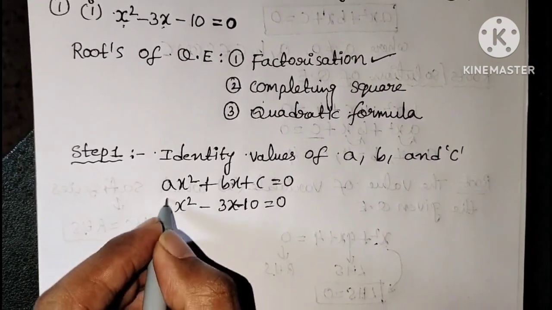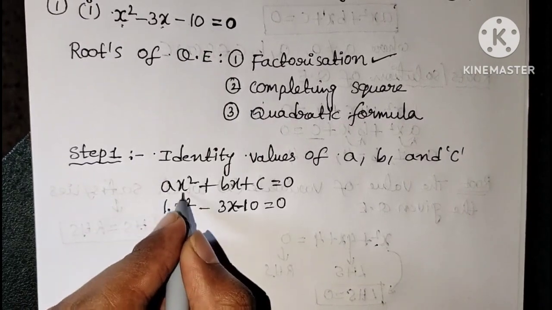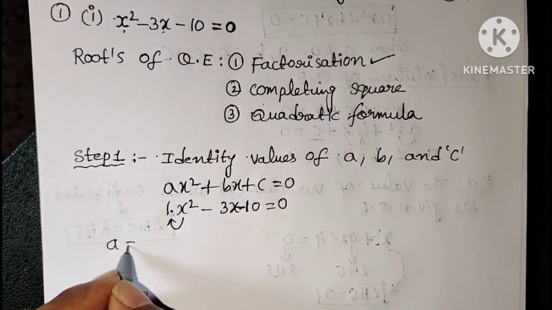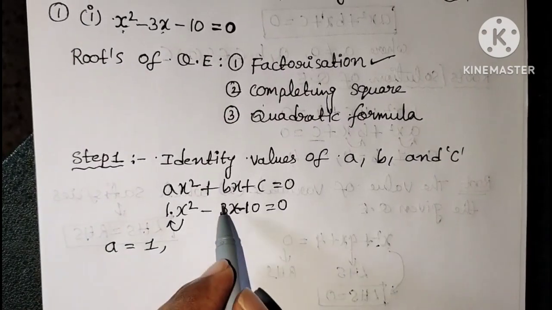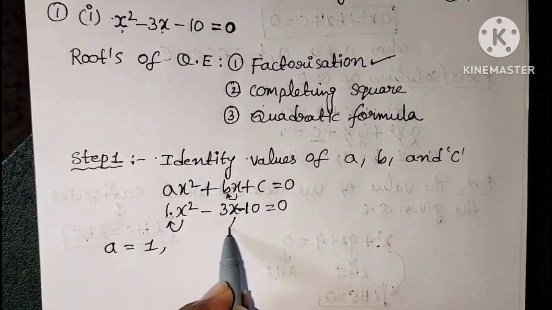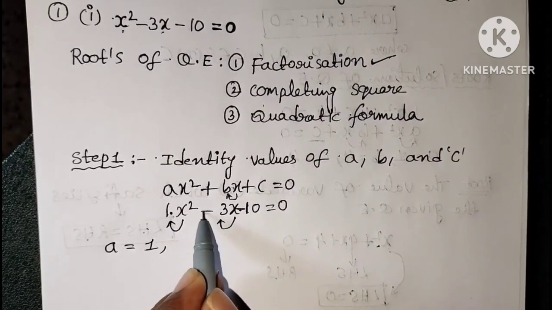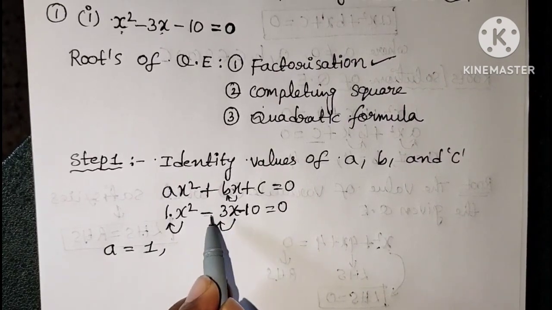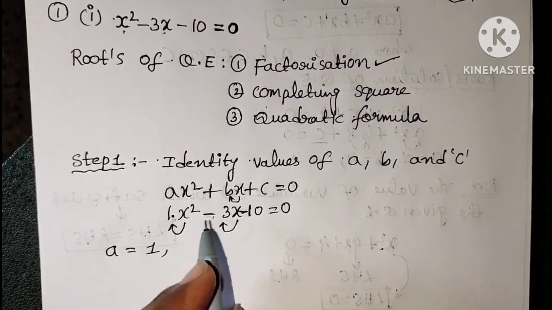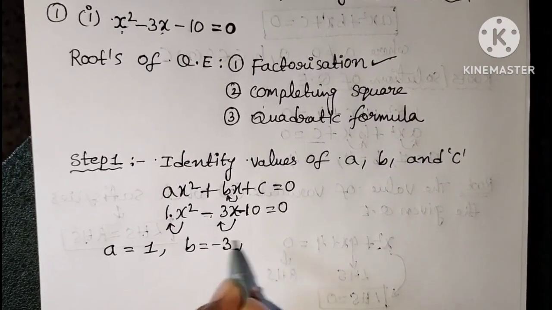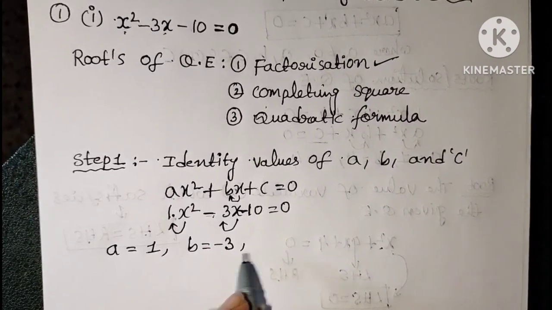Now compare these two. So here what is a? Coefficient of x square. Here the coefficient of x square is 1. So the value of a is 1. Now next, the b value. What is b? Coefficient of x. What is the coefficient of x here? Minus 3. So don't forget the sign. If it is positive we have to take positive 3, and if it is negative we have to take negative 3. So now b is equal to minus 3. So positive means take positive, negative means take negative.